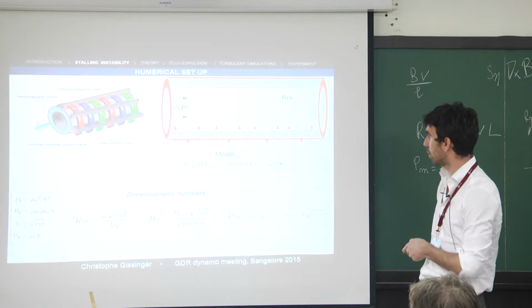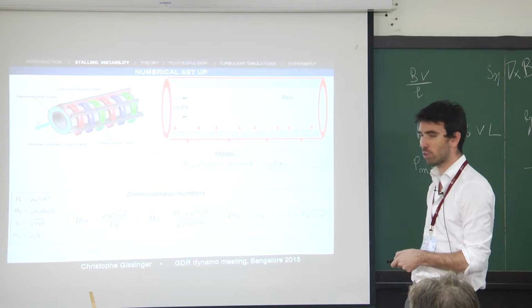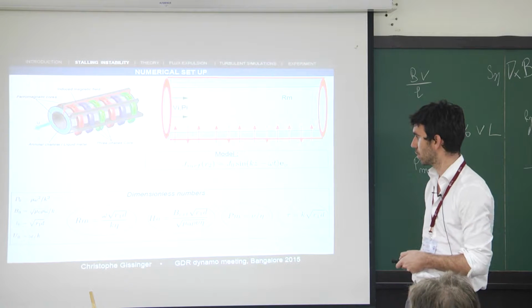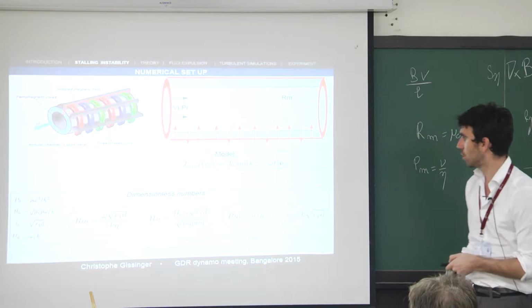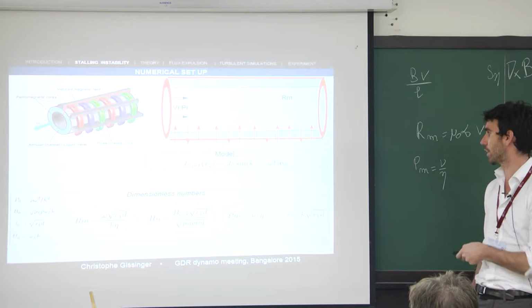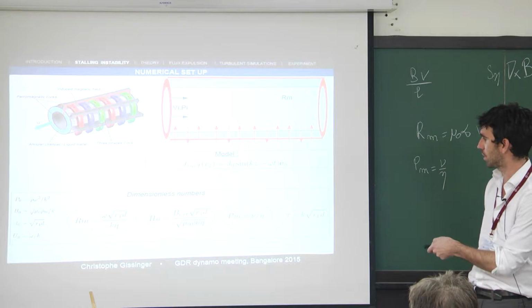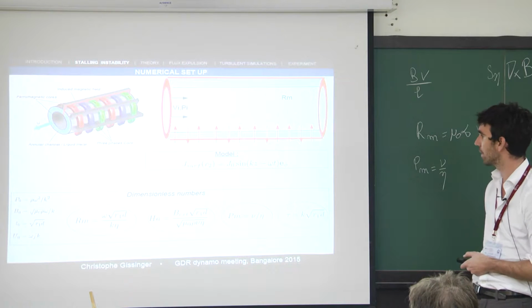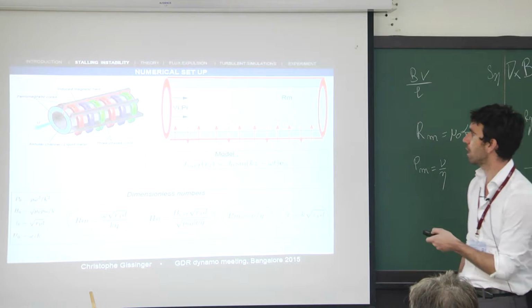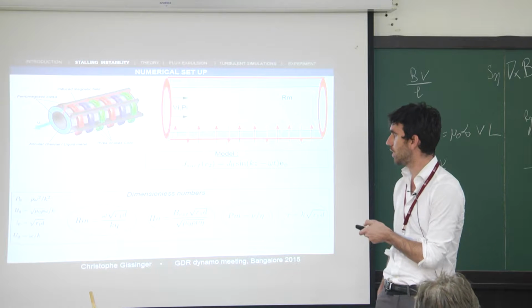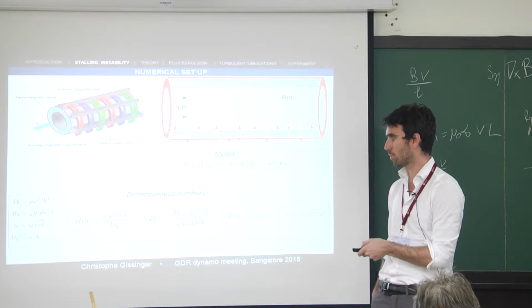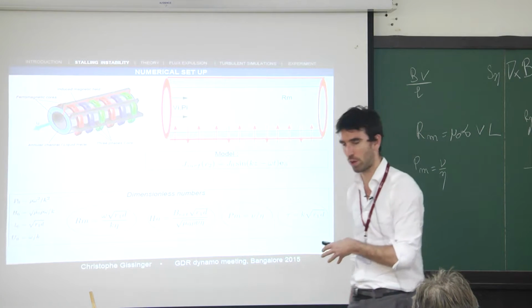When you do that, you have a magnetic Reynolds number controlling the problem, of course, which is based on the velocity of the electromagnetic wave. You have a Hartmann number. You can also define a kinetic Reynolds number, or what is equivalent, the magnetic Prandtl number. And in everything I will show, the velocity is always normalized by the velocity of the electromagnetic wave.